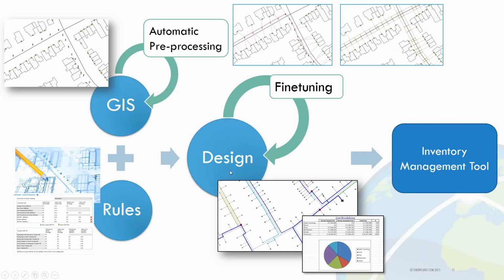Also, within that design step, as we said, the fine-tuning is very important. The fine-tuning can be done directly on the geographical output, where you can easily pick up, for example, the location of an aggregation point and move it to a new location, and then recalculate the whole design, and you will get an updated bill of material right away. Also, the interface and the import functionality of a final design into the inventory management tool is very important, as this will save a lot of time.